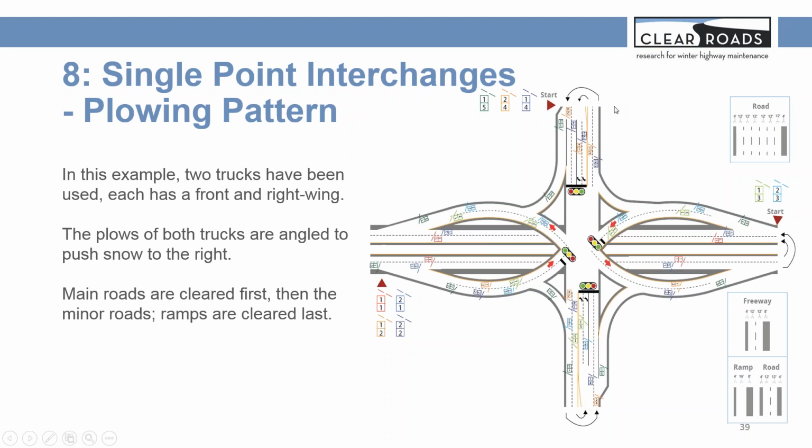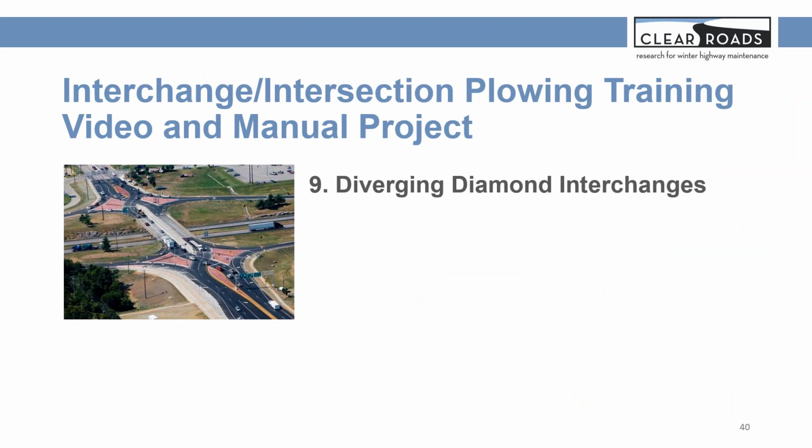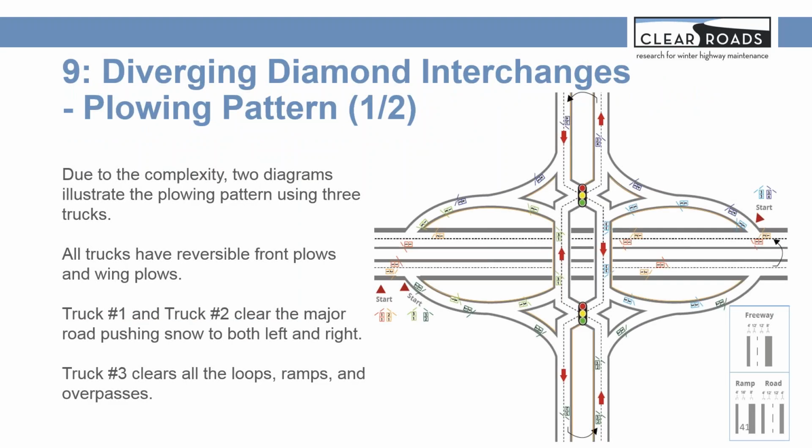This is number 8. Number 9, diverging diamond interchanges. I would say this will be the most complicated configuration. So we use like 2 diagrams to show the clearing pattern.